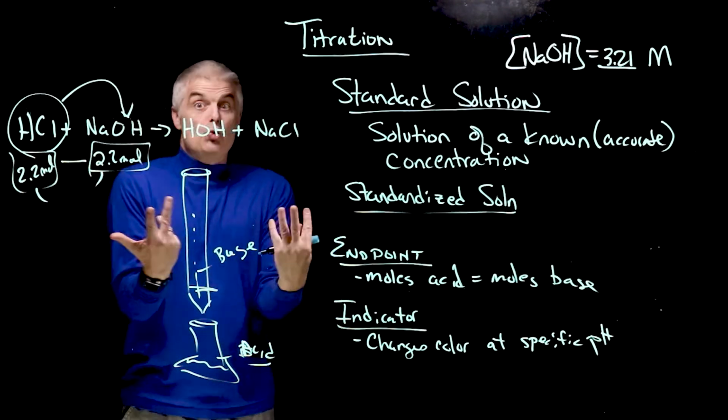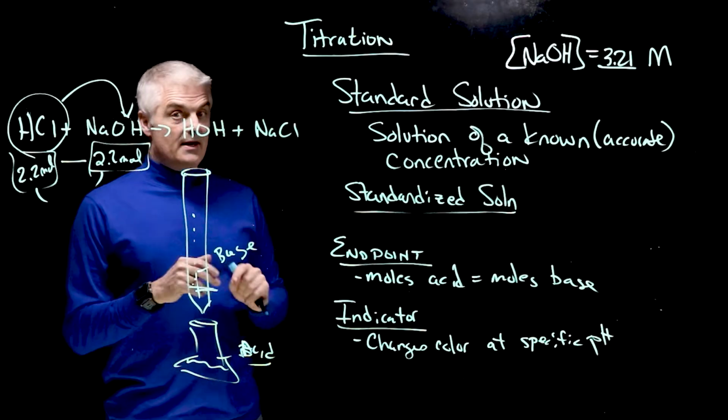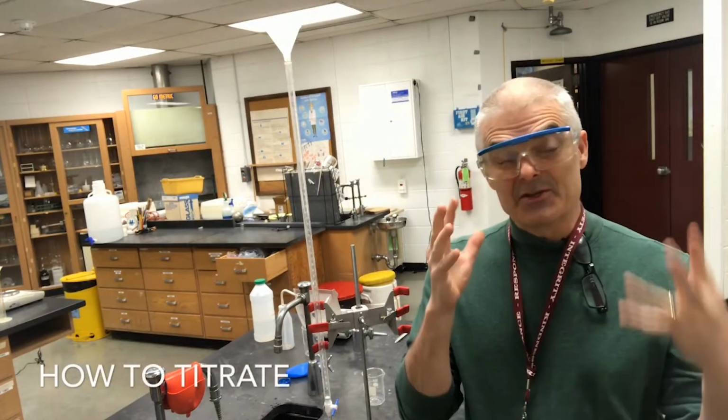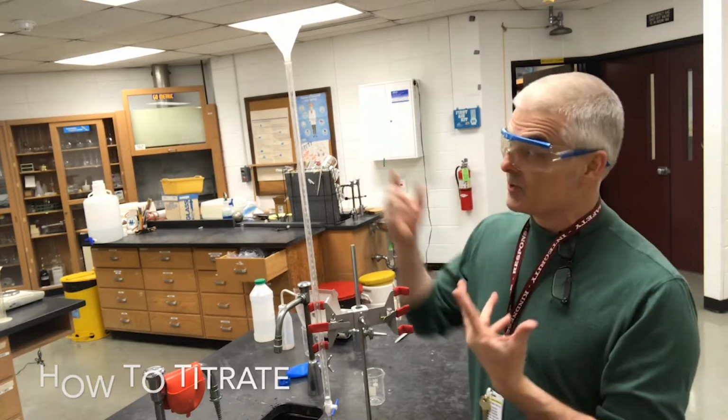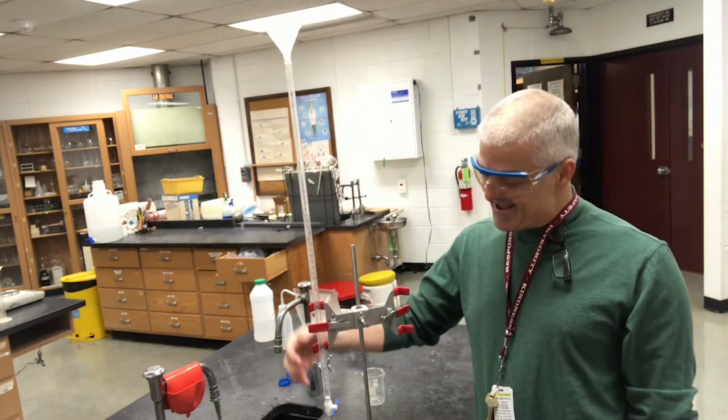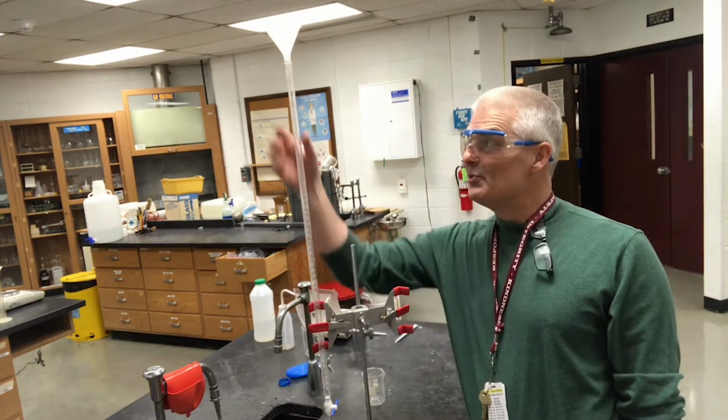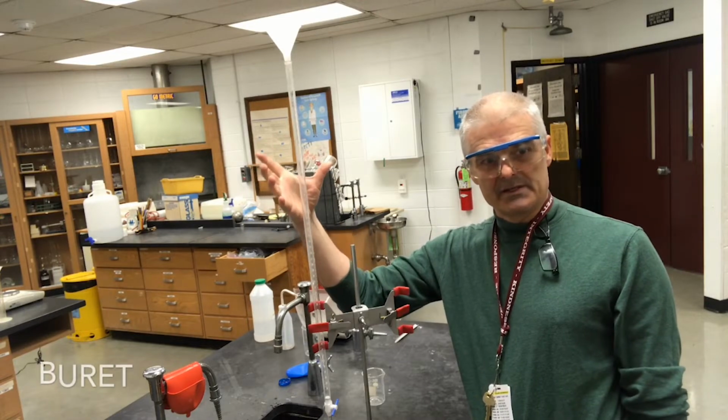How do you actually do a titration? Let's cut to that. Chemistry is awesome. Today we're going to learn how to use a cool technique called a titration. A titration involves the use of a long tube thing called a burette, a super accurate way to measure volume.